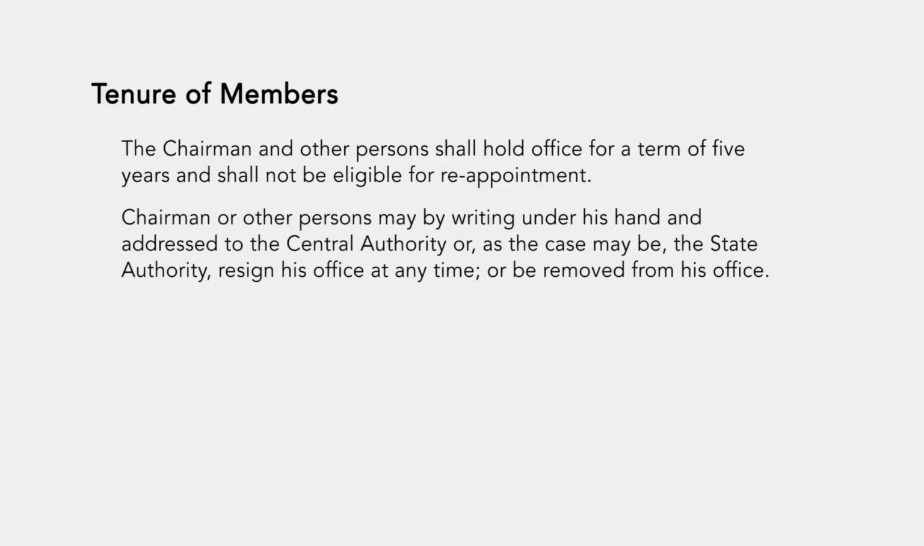The chairman and other person may, by writing under his hand addressed to the central authority or, as the case may be, the state authority, resign his office at any time or be removed from his office. So once appointed as a chairperson or member of the permanent Lok Adalat, the law says that the chairperson or any of the members can at any time be removed or may resign from office if he provides in writing to the central authority under the Act that he wishes to be removed from the office.